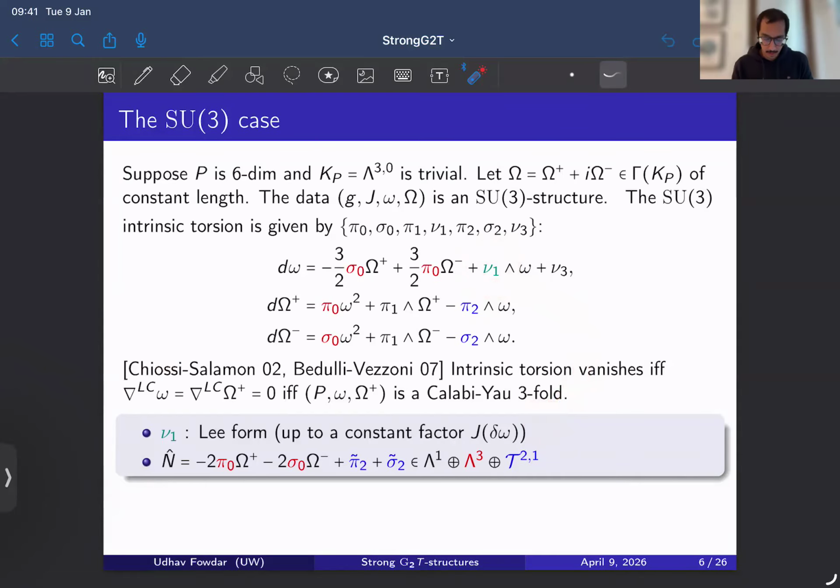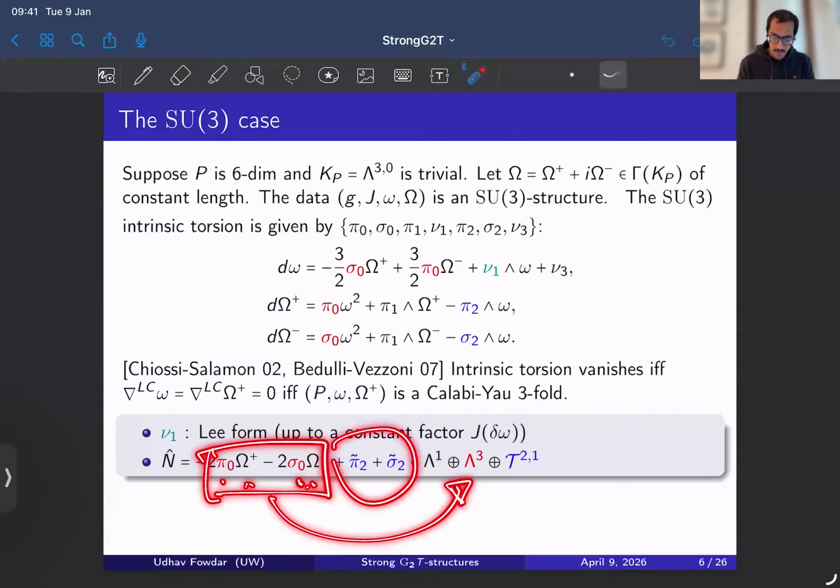The second thing I need to tell you is that the Nijenhuis tensor is in fact fully encoded in the intrinsic torsion, and it is determined by pi 0, sigma 0 and pi 2, sigma 2. It turns out that if you compute the Nijenhuis tensor, it's given by this expression here, where pi 0 and sigma 0 are functions, and you multiply them by this complex (3,0)-form. So this is a three-form. This clearly lives in lambda 3, and it turns out there's an isomorphism that maps these two-forms, which are of type 2.8, inside these tensors, which are of twistorial type.